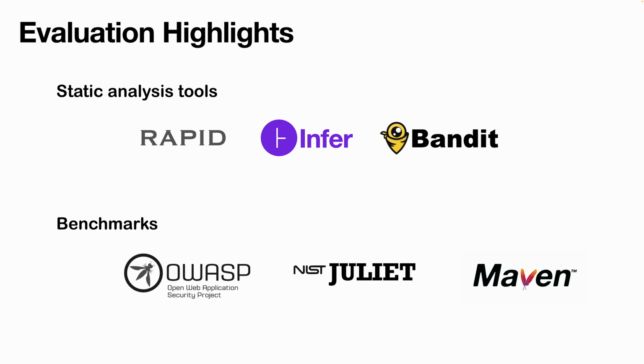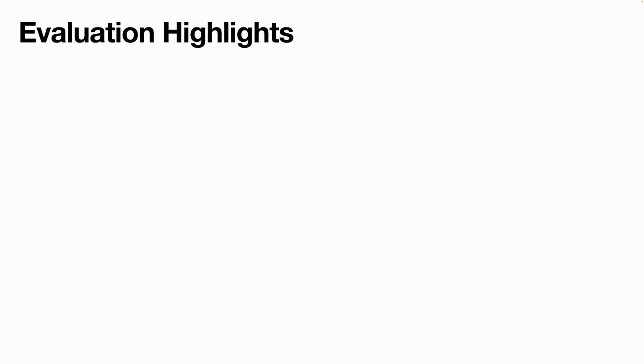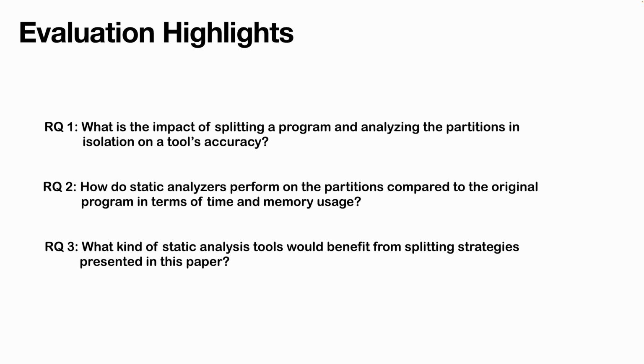We evaluated the effectiveness of our approach with 3 industrial analysis tools on a portfolio of Java and open source Python benchmarks. Rapid is a static analysis tool developed at AWS that performs IFDS IDE-based type state analysis to detect incorrect usage of cloud service APIs. Infer is a tool developed at Meta that uses separation logic to detect memory-related issues. And Bandit is a tool to find common security issues in Python. OWASP and Juliet are well-known Java benchmarks designed to evaluate automated software vulnerability detection tools. We also sampled 138 large open-source Java benchmarks from Maven Central. Our evaluation revolved around 3 research questions.